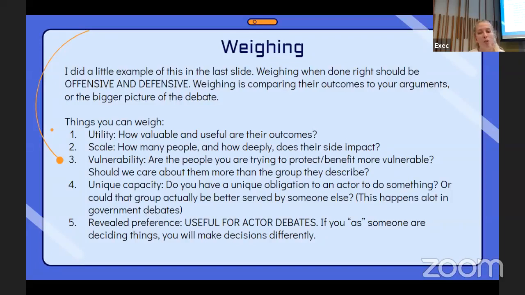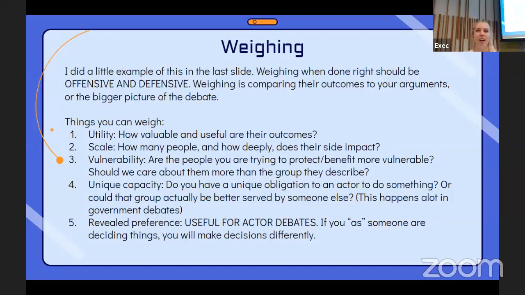The second way that you could weigh debates is by scale. So you could be comparing how many people or how deeply their side impacts people, in contrast to how many people or how deeply your side impacts a certain group. So for example, on their side, they might impact more people, but you might impact a smaller group of people on a deeper level.